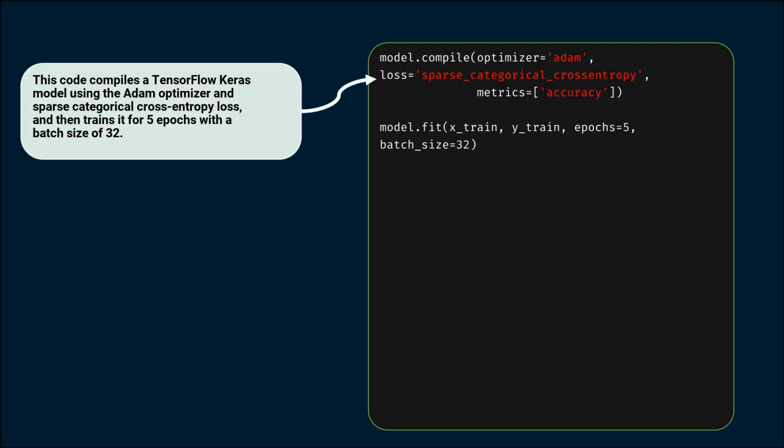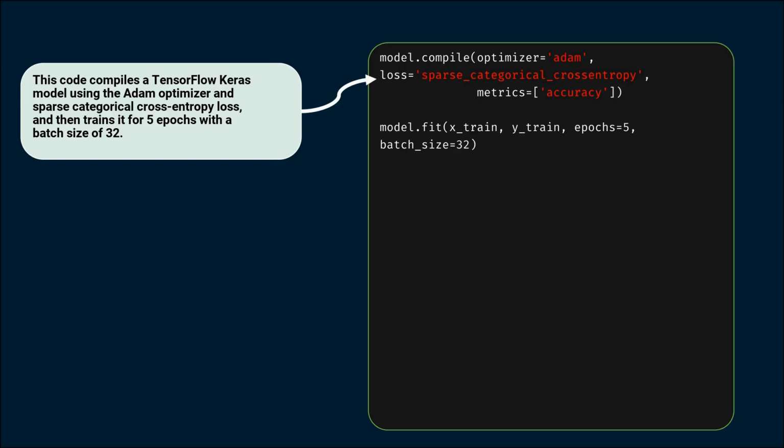This step is super crucial because it involves defining the optimizer, the loss function, and the metrics we'll use to evaluate the model's performance. In our case, we're going with the Adam optimizer. It's known for its efficiency in handling those tricky gradient updates. Now, the loss function we've chosen is sparse categorical cross-entropy, which is really well suited for multi-class classification problems where our labels are integers. Finally, we'll specify accuracy as our evaluation metric, which will let us keep an eye on how well the model is doing during training.